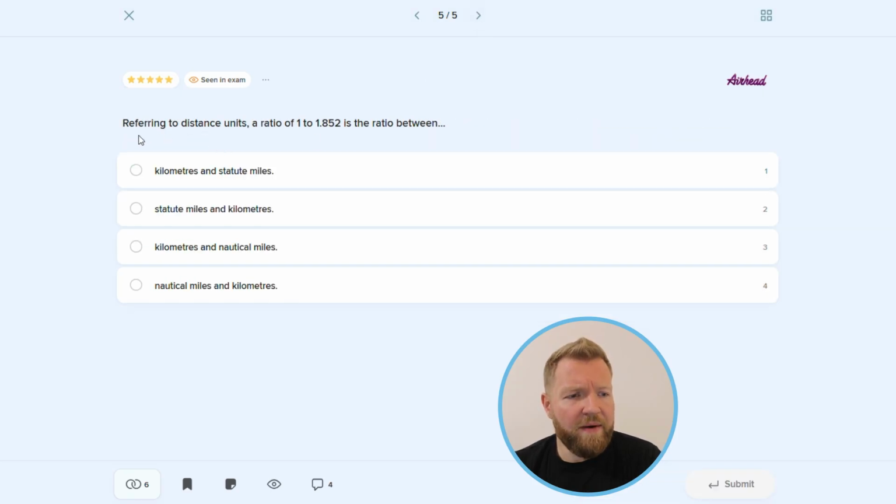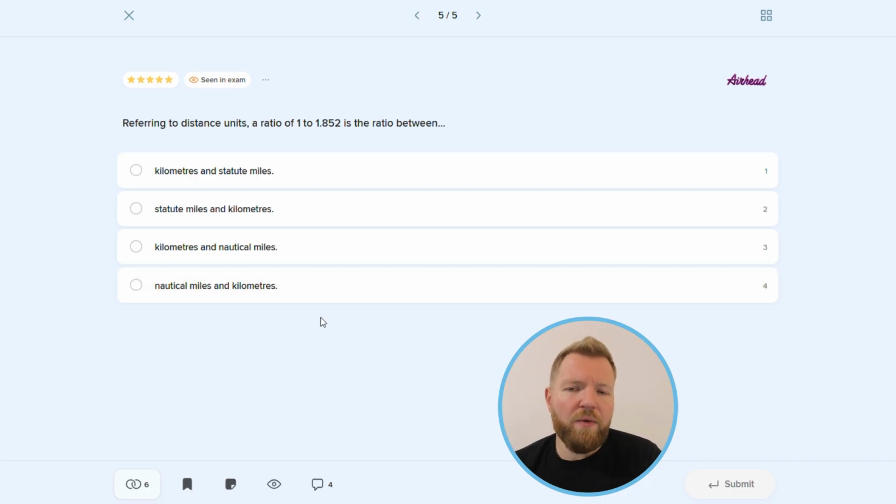Question number 5. Referring to distance units, a ratio of 1 to 1.852 is the ratio between kilometers and statute miles, statute miles and kilometers, kilometers and nautical miles, or nautical miles and kilometers.